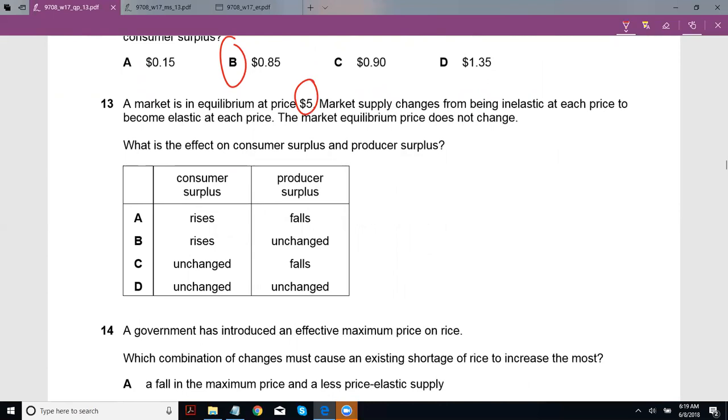A market is in equilibrium at price 5. Market supply changes from being inelastic at each price to become elastic at each price. The market equilibrium price does not change. What is the effect on consumer surplus and producer surplus?